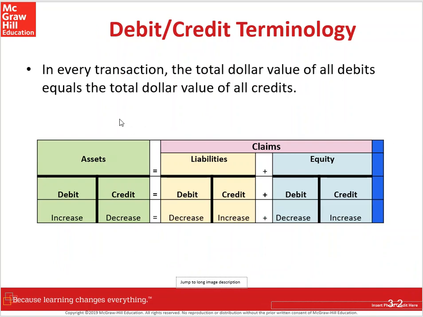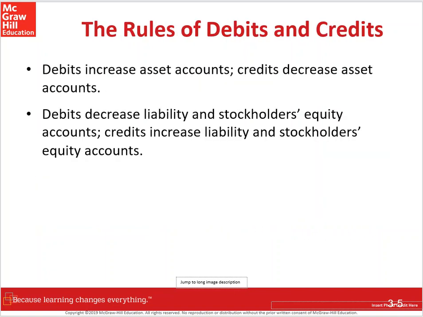So here's the same kind of information, a slightly different view. For assets, debit is an increase, while liabilities and equity, debit is a decrease. For assets, credit is a decrease. For liabilities and equity, credit is an increase. And here they give it to you in words. So now we've looked at it several different ways. The trick is being able to really get that solid in your brain.